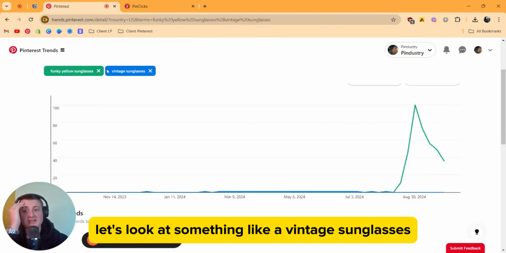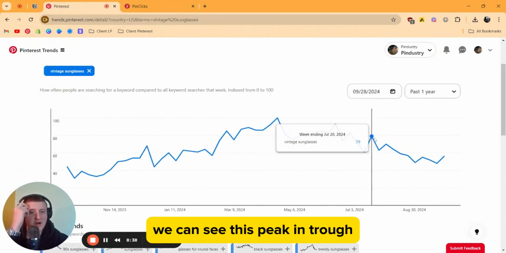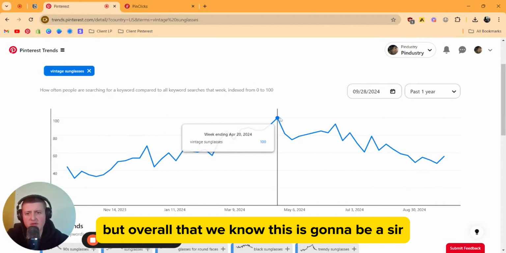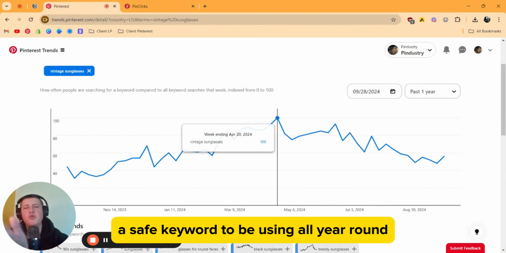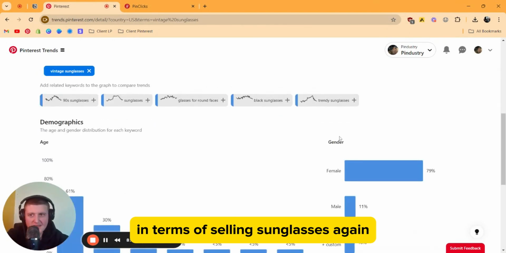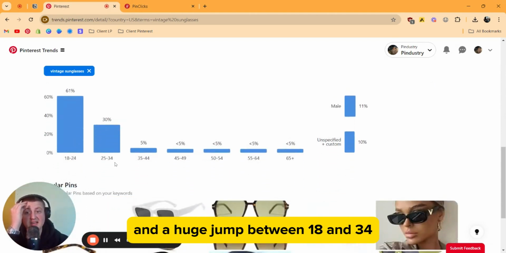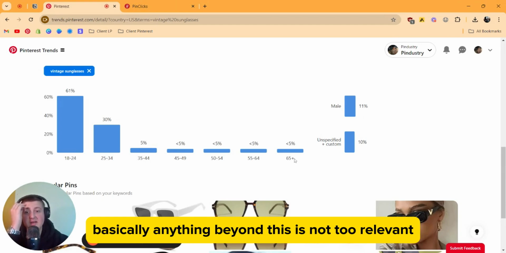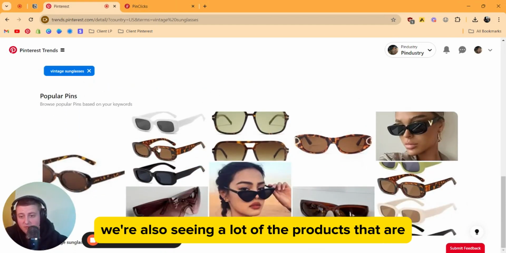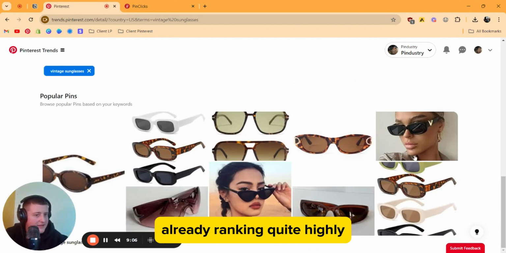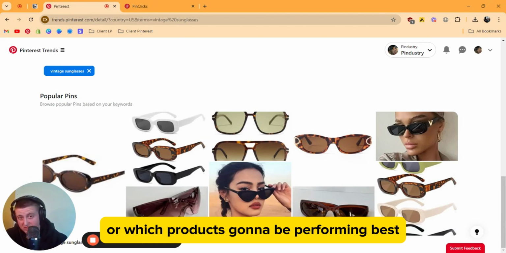But let's look at something like vintage sunglasses. So this is something that I would assume is a safe keyword. Again, we can see this peak and trough where we see the seasons coming in, but overall we know this is going to be a safe search term or a safe keyword to be using all year round in terms of selling sunglasses. Again, we're seeing the majority of that search volume being female and a huge jump between 18 and 34. Basically anything beyond this is not too relevant. It has got 5 here and the rest are under 5%. But in terms of who you're targeting, we're also seeing a lot of the products that are already ranking quite highly. So in terms of matching pins to those as well, we know which pins are going to be performing best, or which products are going to be performing best.